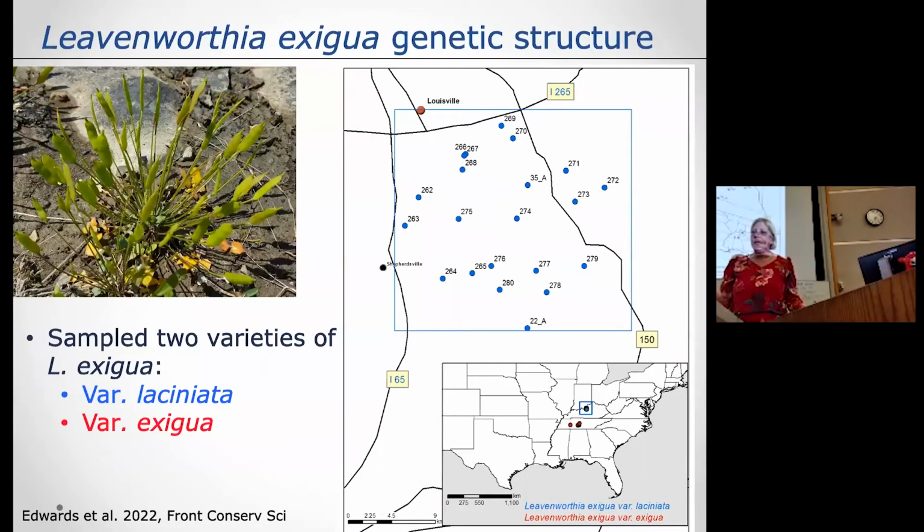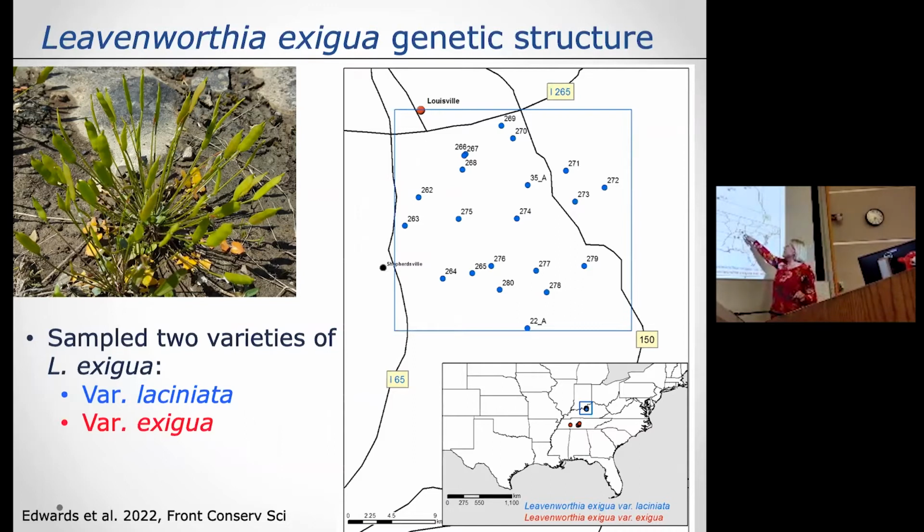Okay, so this is the first species. This is the Leavenworthia exigua, and one of the reasons why this one's endangered is it has a very narrow geographic range. So that's another thing that makes it rare. It just occurs in 2 counties south of Louisville, Kentucky. So Louisville's right here, and it occurs right here. And then there's another species, which is right here.